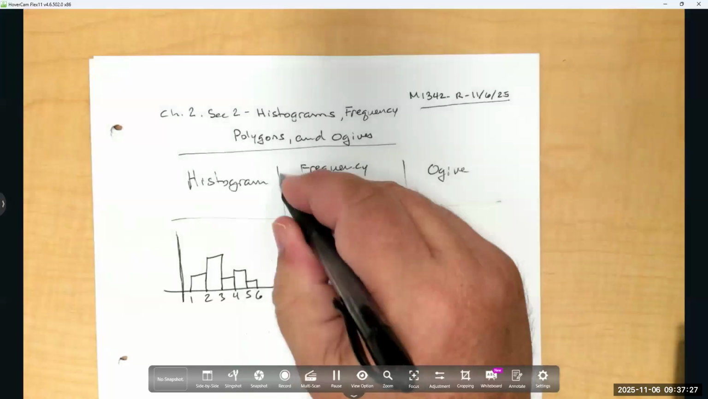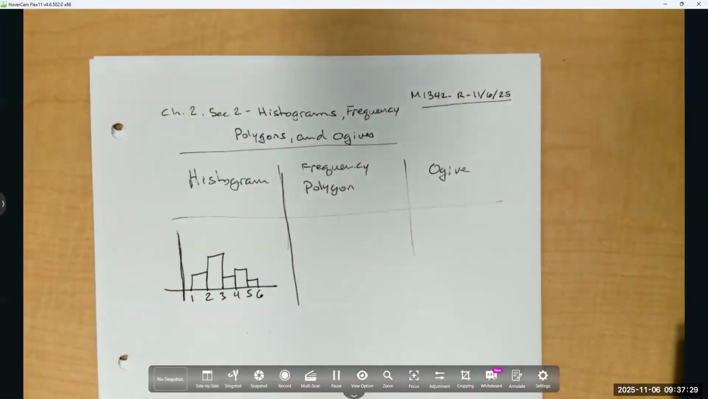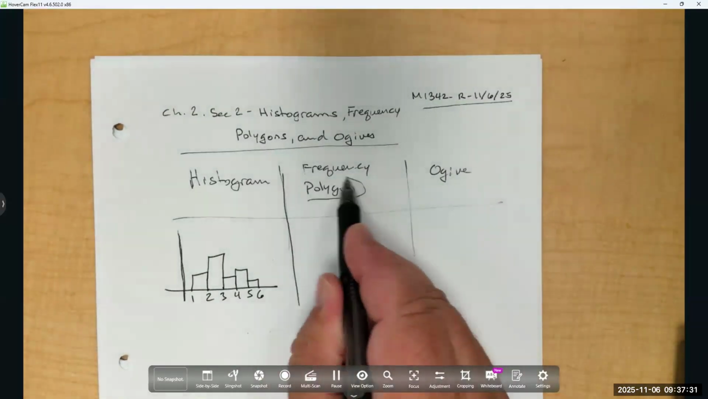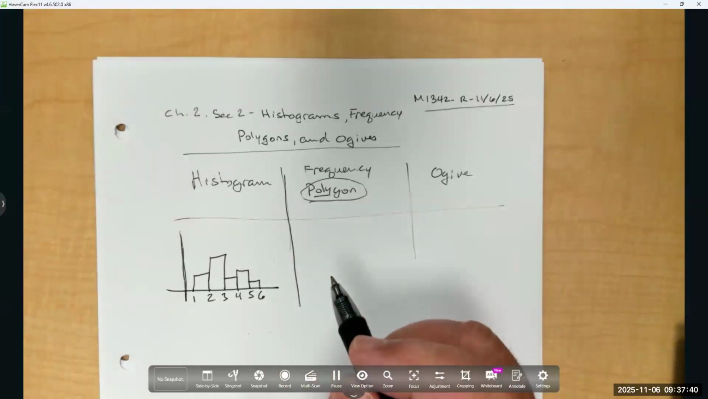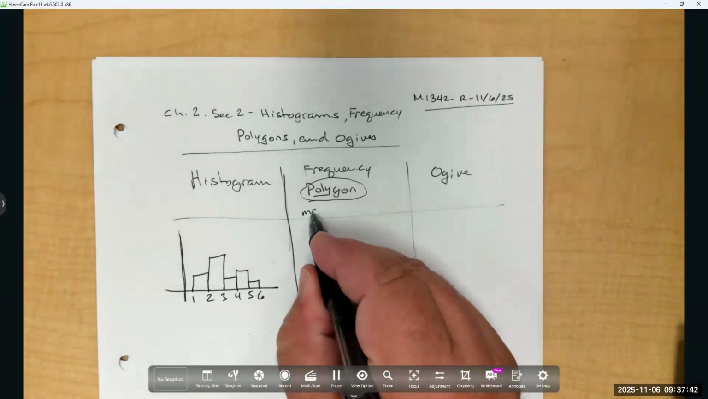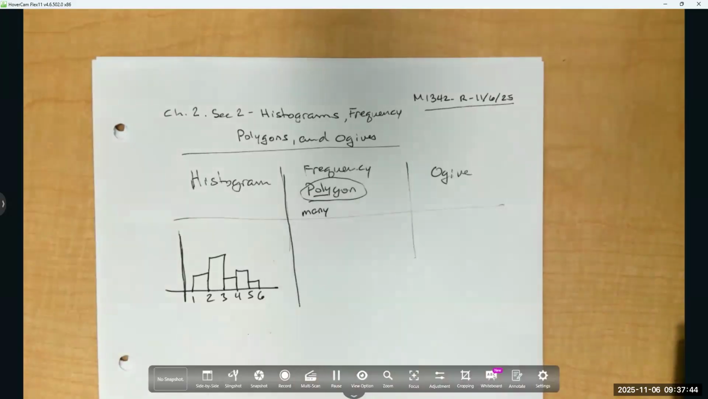So what do you think a frequency polygon is? What's a polygon to begin with? What kind of shape? What does poly mean? Poly means many. Polytheistic means many religions. Polymorphic means many changes. Polygon means you have many images, many shapes.